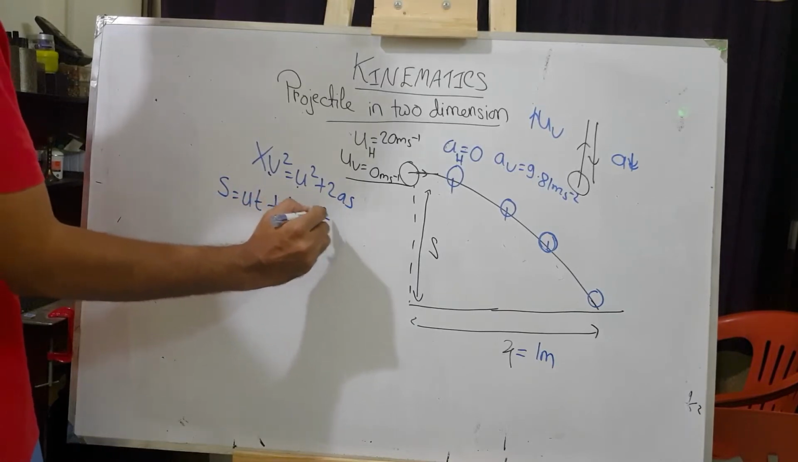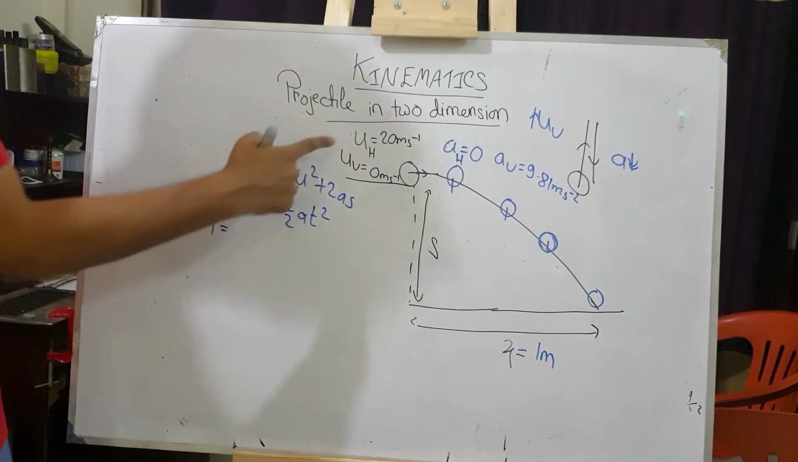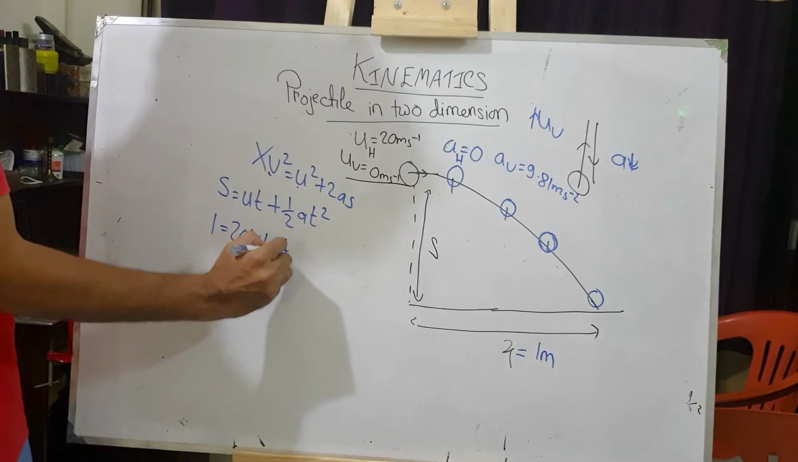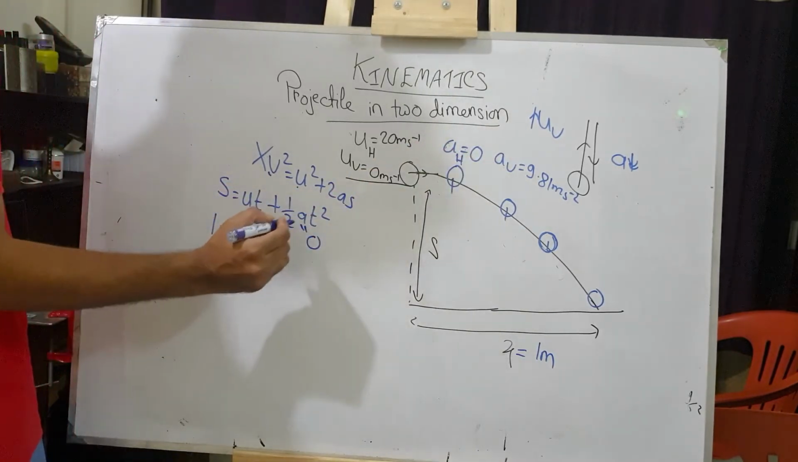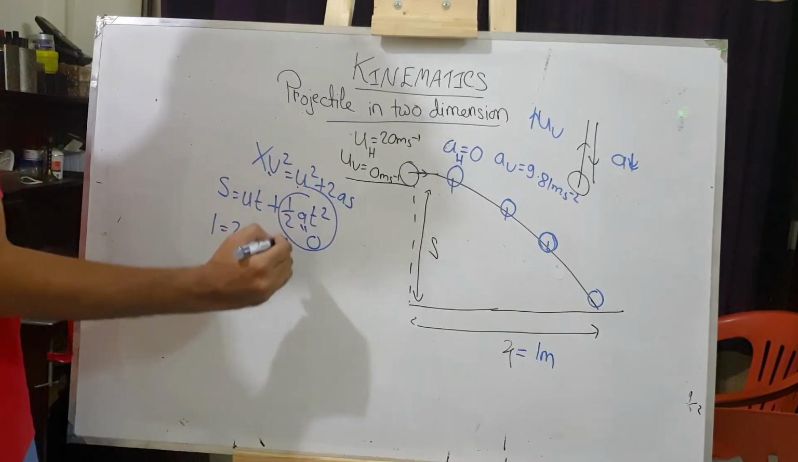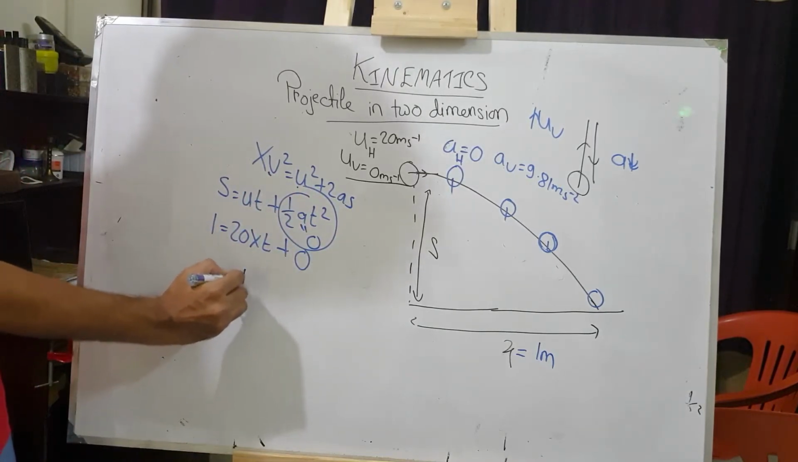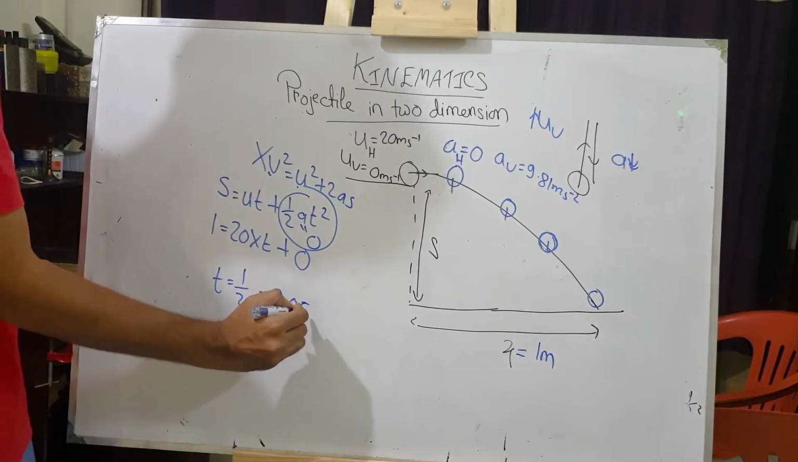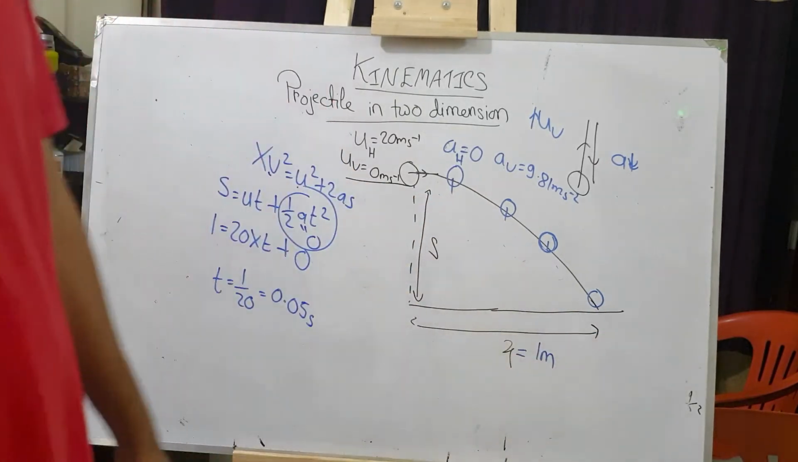plus half at square. So what is the horizontal distance it has traveled? 1 meter. What was the initial horizontal velocity? 20. We need to find the time. What is the value of a? Horizontal acceleration is 0. If acceleration is 0, this entire part becomes 0, right? So t becomes 1 by 20, which is 0.05 seconds, right? So it takes 0.05 seconds to travel from here to here.